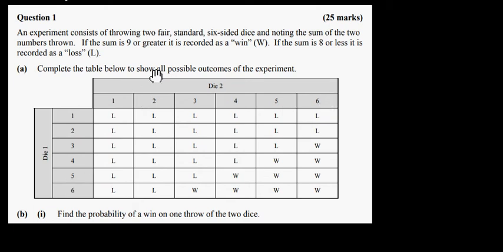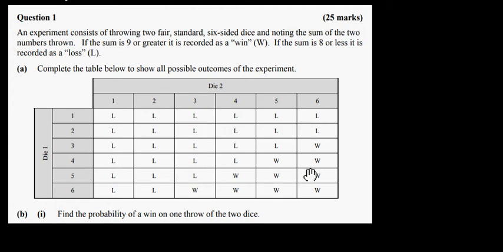and along the top here we have the second die. When you throw the two of them, if for example you got a 2 and a 1, you add the two of them, that will give you 3, so that is 8 or less, so that means that would be a loss. So 3 plus 1 would give you 4, so we put an L in here for loss. And so on, you just add the two numbers.